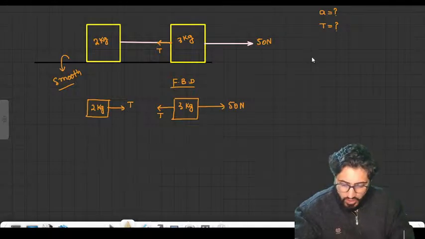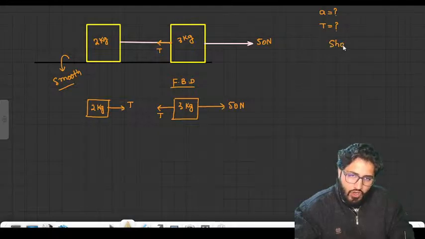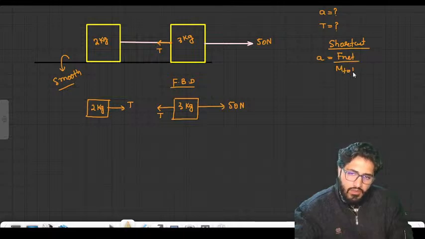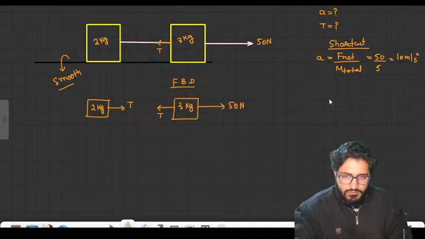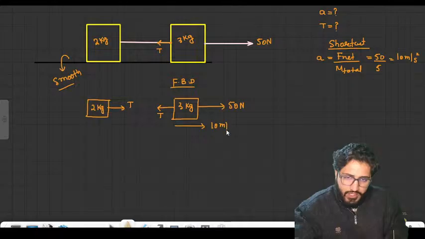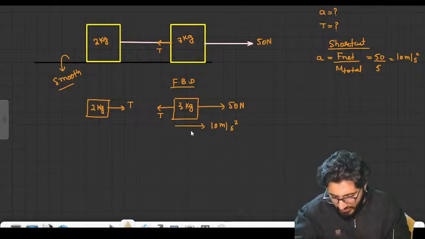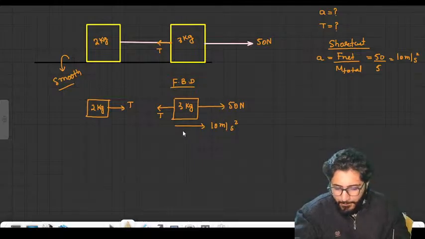Look now, if we talk about the shortcut way, what is acceleration? Acceleration means the net force divided by total mass. What is net force? It is 50 Newton. What is total mass? That means 5 kilogram. So I guess my acceleration came out to be 10 meters per second square. Done? So my acceleration will be like this. It is 10 meter per second square. Easy? Done, no? Clear?